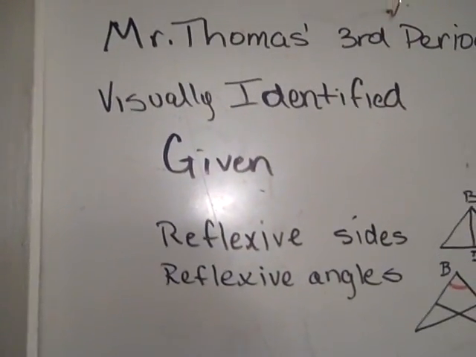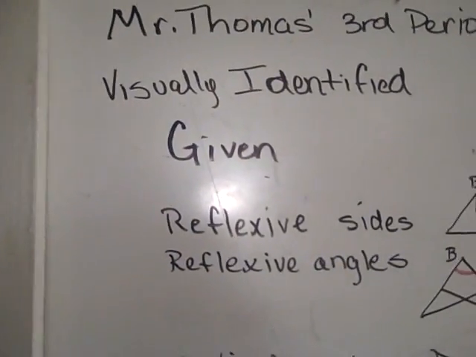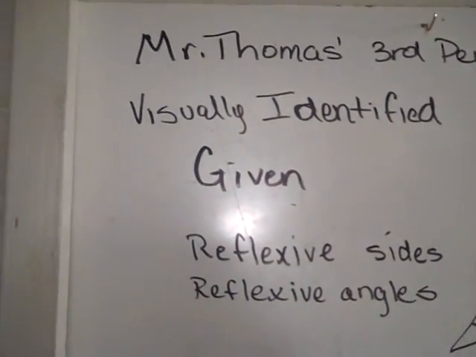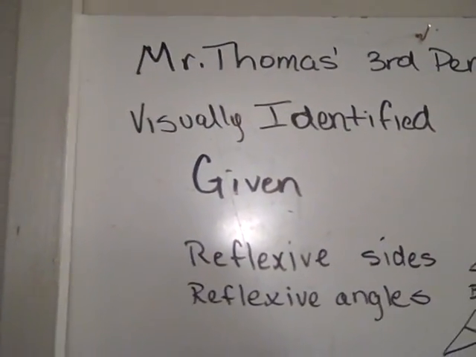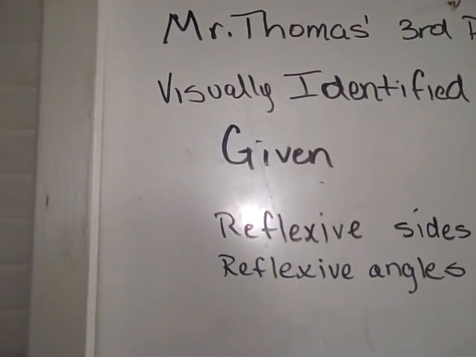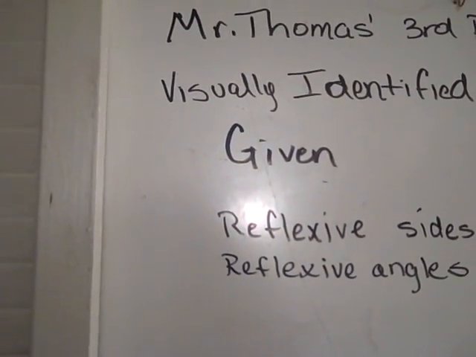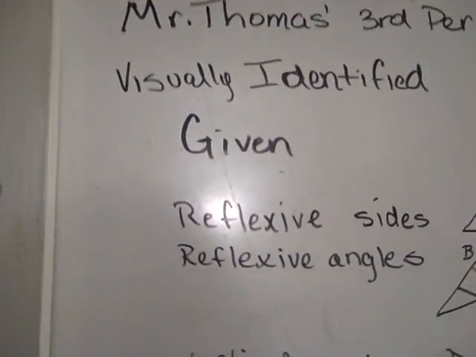What I've put together here is some visual assistance with the lesson that we're going over right now in Chapter 4, which is your ability to prove two triangles are congruent. This is from Mr. Thomas's third period geometry. Now, with putting together a two-column proof, you have to be able to identify both your statements and your reasons for that particular proof.